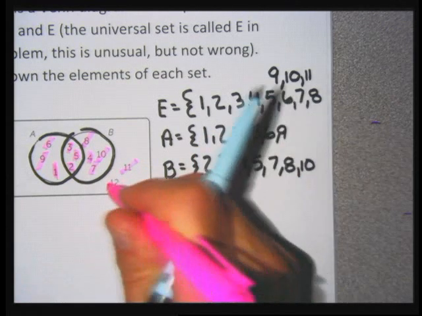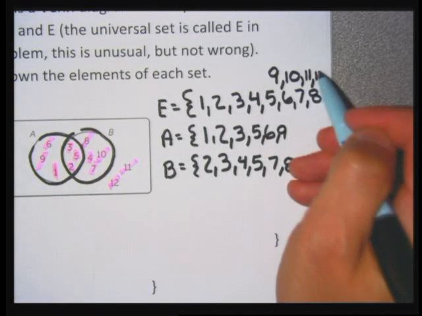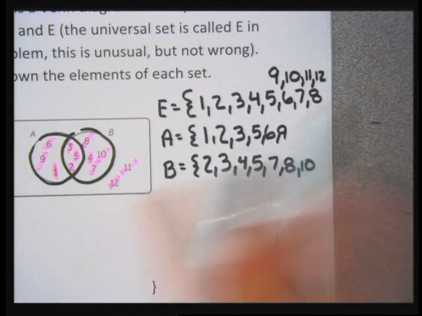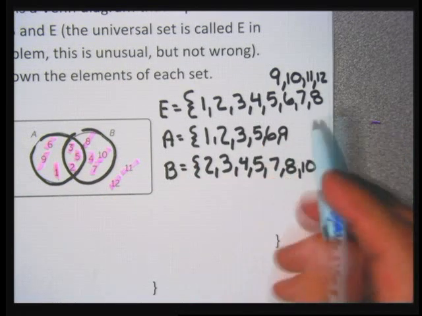And the last number, 12, is just like 11. It's inside the rectangle, so it belongs in the universal set. It's not in the A circle, so it doesn't go in the A set. It's not in the B circle, it doesn't go in the B set.